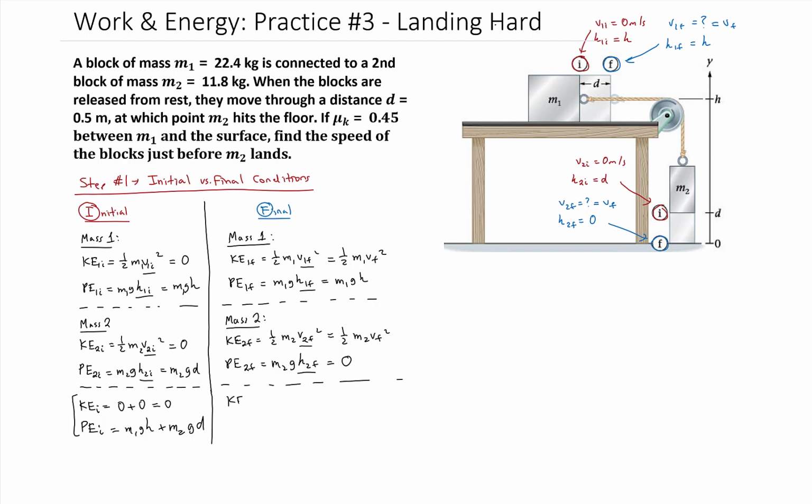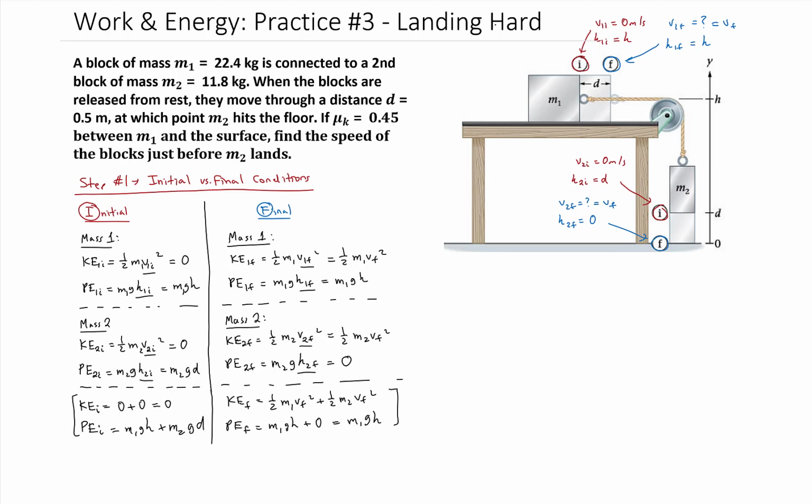So that means the total final kinetic energy is going to be 1/2 m1 vf squared plus 1/2 m2 vf squared. And the total potential energy in the final condition is m1gh plus 0, which is equal to m1gh. Moving forward, these are the most important ones we want to look at now.